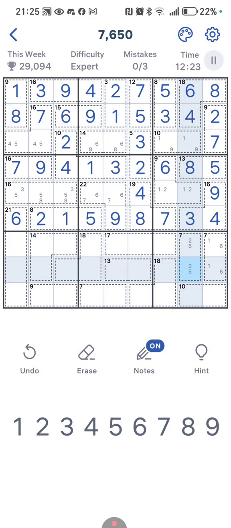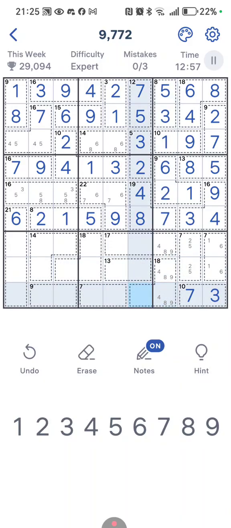2 and 5, which means that this is 1, this is 9, this is 1, and this is 2. Means we should be able to solve this. 1, 2, so yeah, it's 3 and 7. So what's going down here? So 1, 2, 3, so 4. Then 5. No, it can't be 5, 6, 7. It's 8 and 9.